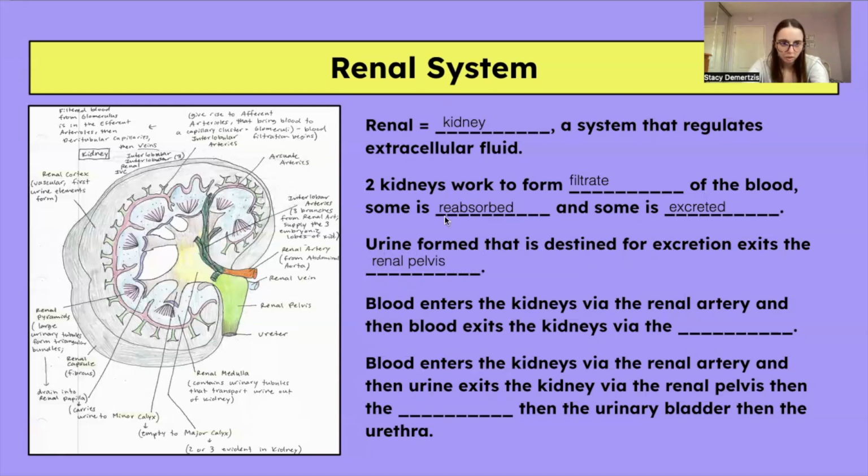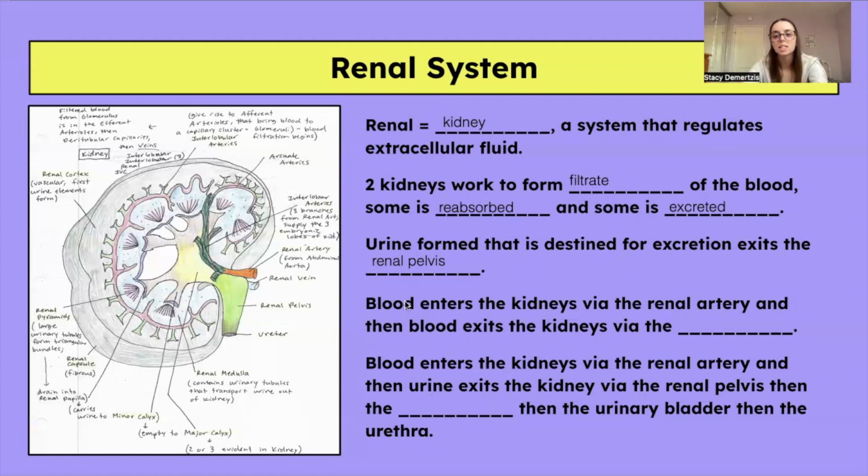So we talked a lot about how kidneys are going to filter blood. Some blood's going to be reabsorbed. This filtrate that's formed is going to form urine. It's going to be excreted. So how does blood get into the kidney in the first place? Well, blood, systemic blood specifically.